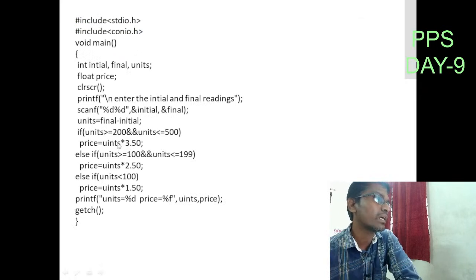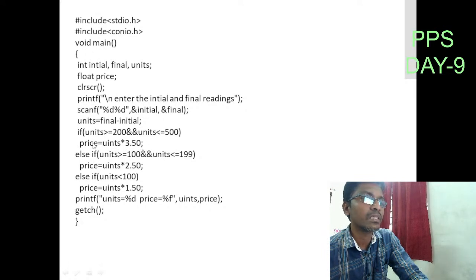So here for that I am going to check the condition. If units is greater than or equal to 200 and units is less than or equal to 500, so if the number of units is in this range, then I need to multiply the number of units into 3.50 paise. Then I get the electricity bill finally. Otherwise it will go to another condition.